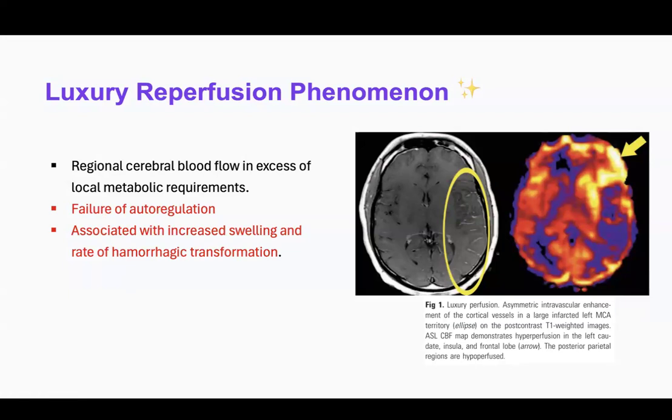And we can also see the luxury reperfusion phenomenon in ASL. What is the difference between hyperemia and luxury reperfusion? Hyperemia is the establishment of blood flow in a salvageable tissue, whereas luxury reperfusion is the increase in blood flow in dead tissue. It is due to failure of autoregulation, and luxury hyperperfusion can be a predictor of increased swelling and increased rate of hemorrhagic transformation. In this patient, we can see increased flow, increased signals in this region, which is a sign of luxury hyperperfusion.